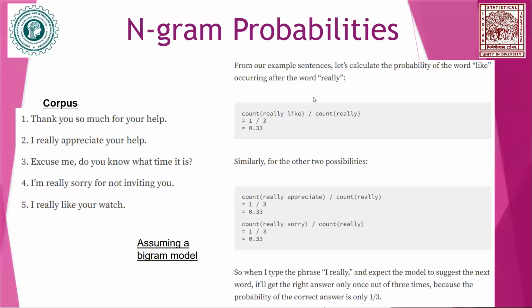entire corpus. In a real life corpus, that would not be the case. But here, all are equally probable. So we say that the probability is 0.33. So yes, if somebody has typed the word really, like, appreciate, and sorry are all possible candidates. I mean, there is no choice between them. Maybe the software will randomly pick one of these choices and throw it to you, or maybe all 3 would be thrown to you. So that's how you calculate in a very simplistic manner these n-gram probabilities.